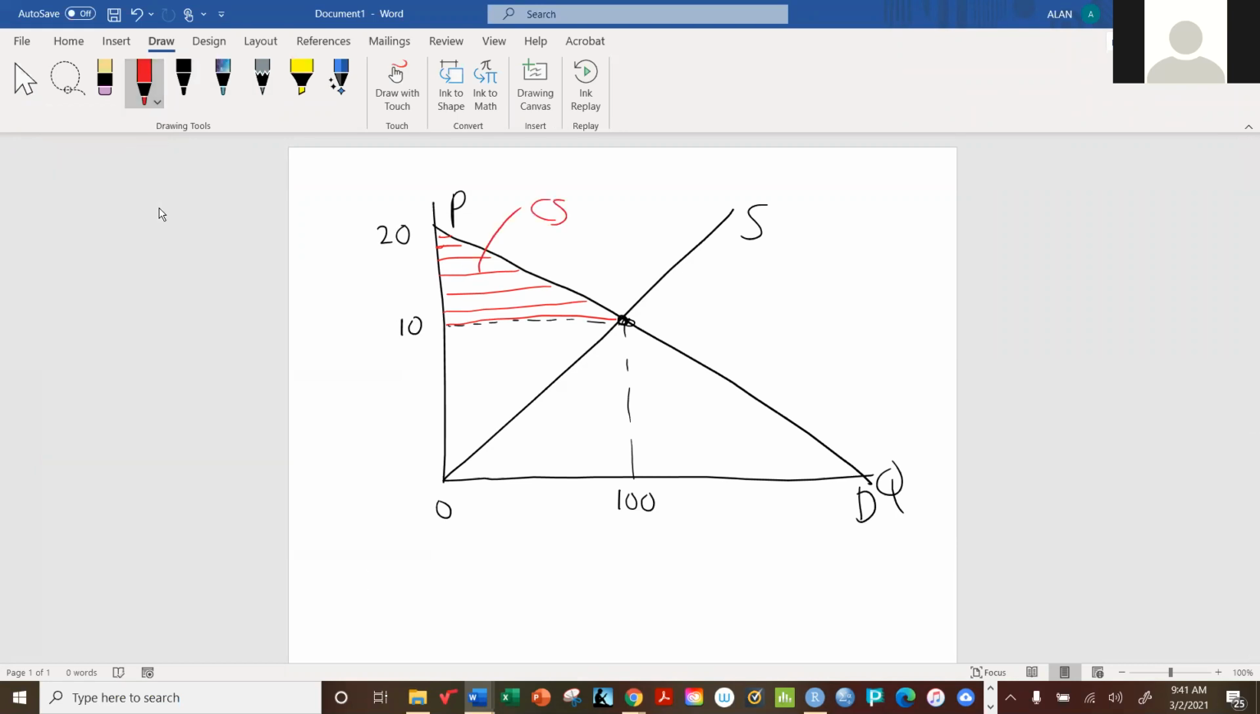From the perspective of the producers, they were willing to produce or sell this product for very low prices, yet they are collecting $10. That's good for them. So this region down here is the difference between what they're earning by selling this product and how much they're willing to sell it for. This is what we call producer surplus, and total surplus is simply the sum of the two.